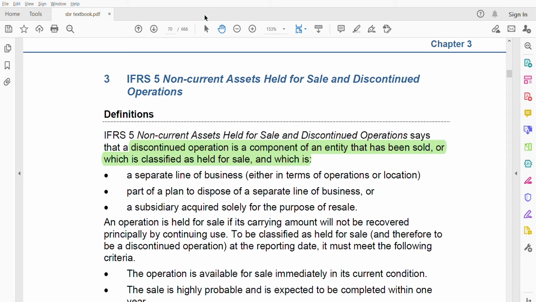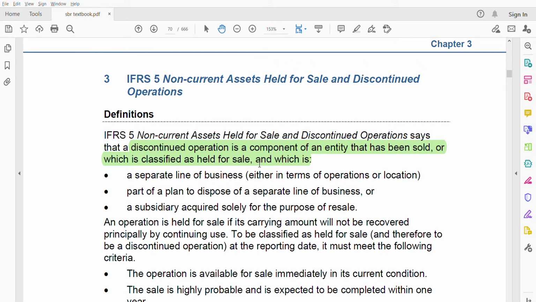So first let us start with the definitions. IFRS 5 defines a discontinued operation. A discontinued operation is a component of an entity that has been sold. How do you say an entity has discontinued an operation? When you sell off that part, that division or that branch, a component of an entity, you can define it as a discontinued operation, or one which is classified as held for sale. If something is classified as held for sale, that also you can define as discontinued operations.